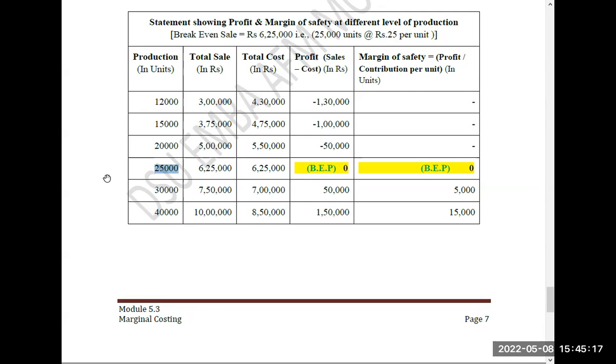Okay. So this is the cost, this is volume, this is cost, this is profit. Cost, volume, profit analysis. Otherwise, you can call it break-even point analysis, or simply break-even analysis. Any doubt in this?